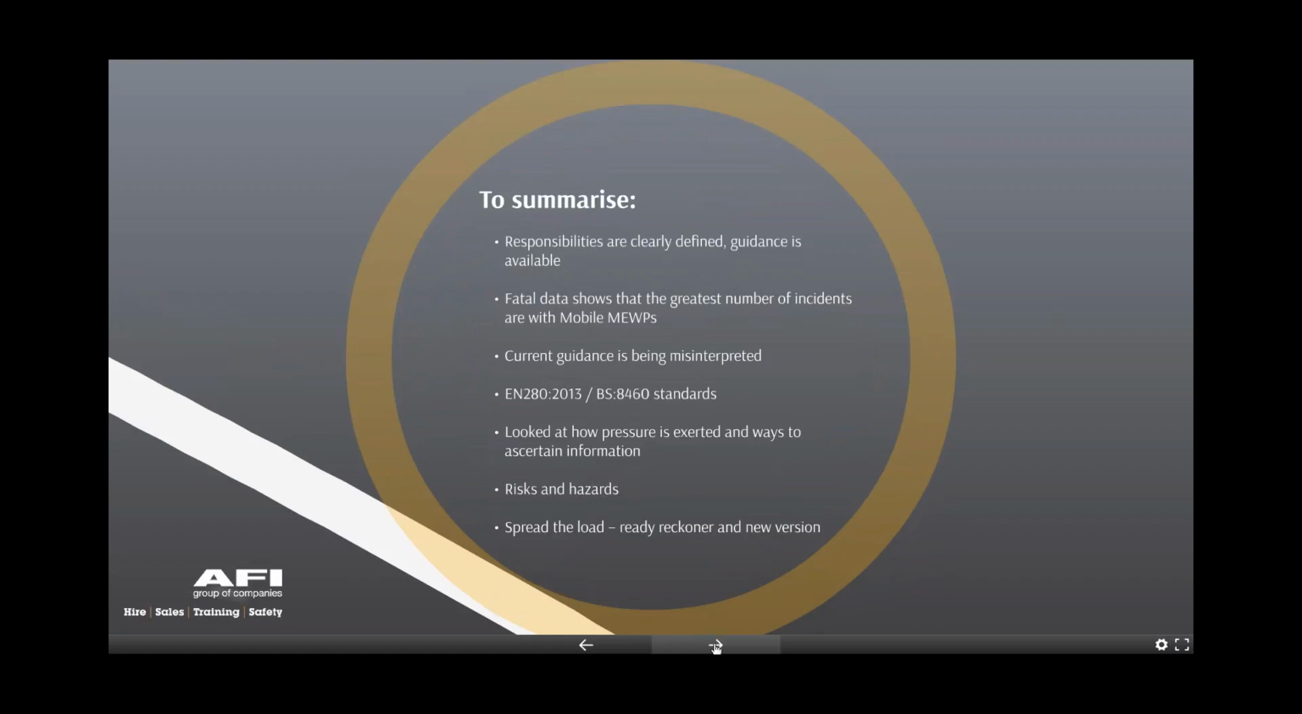Okay, so we've looked at responsibilities clearly defined and that guidance is available. We've looked at some fatal data showing the greatest number of incidents are with mobile type MEWPs. We looked at current guidance and how it's been misinterpreted and looked at the EN280 and 8460 standards. We've looked at how pressure is exerted and ways to ascertain the information and some risks and hazards. The spread the load campaign will still remain, I believe, as the spread the load campaign. I take this to the UK Country Council tomorrow to inform them as to how things are going. But there is a new ready reckoner coming, a new version and new guidance that's going to be provided out to the working group. So there is a lot of information there.